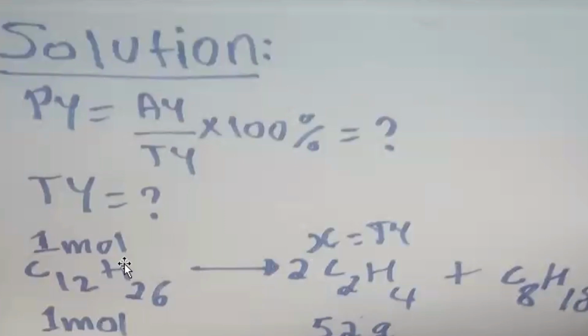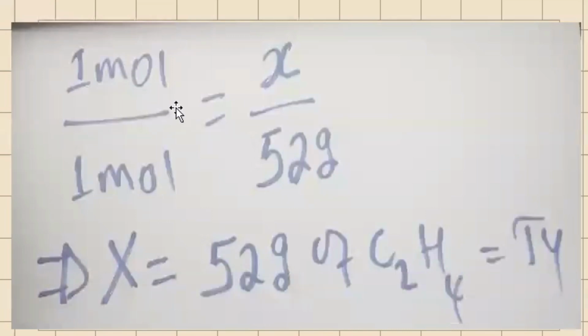Then we use mole ratio here and mass ratio in this one. 1 mole over 1 mole equals X over 52 gram. X equals 52 gram of C2H4. This is the theoretical yield, not the percentage yield. We have to calculate the percentage yield now because we already calculated the theoretical yield.